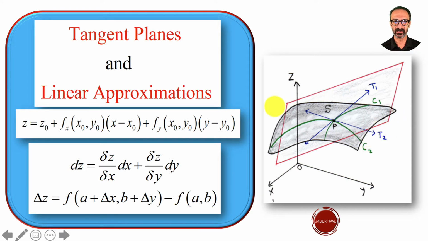We have the surface S. We have the tangent plane in red. We have the point where the tangent plane touches the surface S. And we have more details, as you could see. This equation right here is the equation of the tangent plane. And for the linear approximations, we're going to talk about dz, delta z, and the difference between them. Let's get into it.